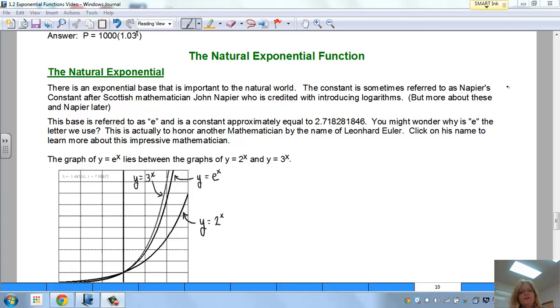This is a little short video on the natural exponential function, and I know I introduced it a little bit in class, but I wanted you to see where it came from and the history behind it.